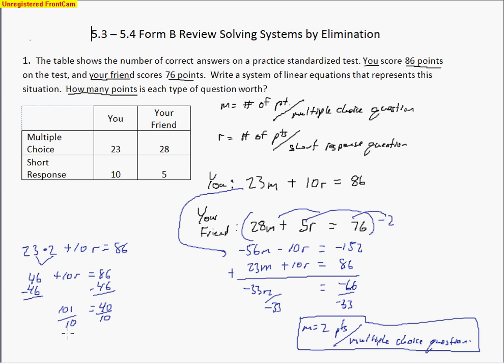So let's find out how many each question is worth. When I divide by 10, the number of questions I got right, I find out it's 4 points per short response. And so that's what we ended up seeing on that problem. Let's take a look at one other problem that we'll end up seeing here.